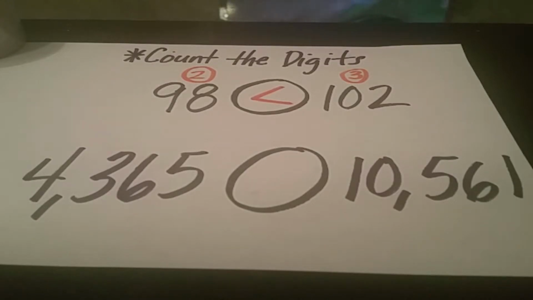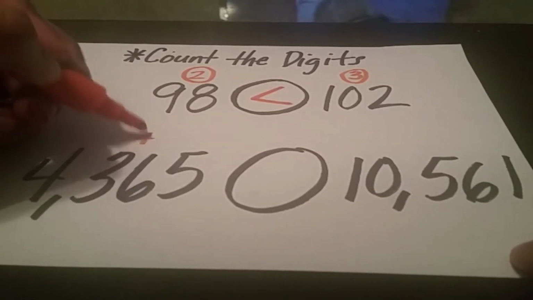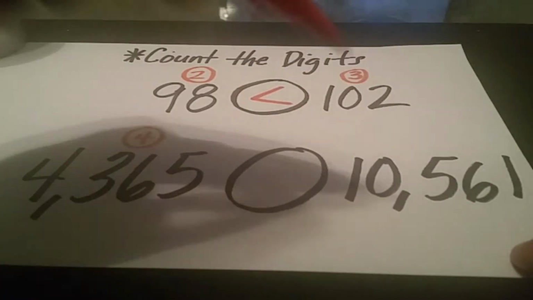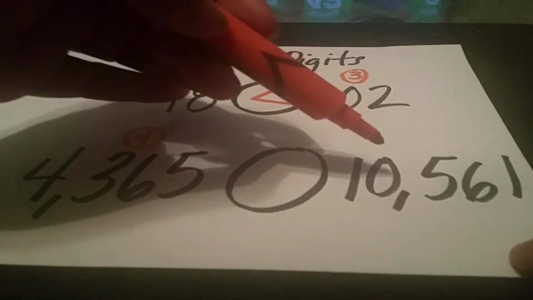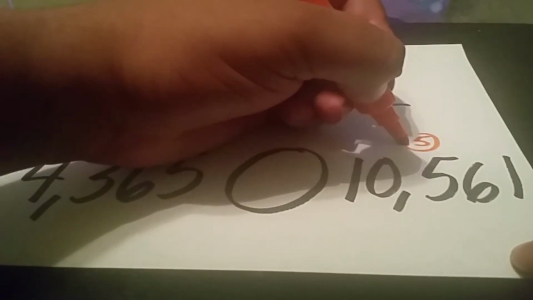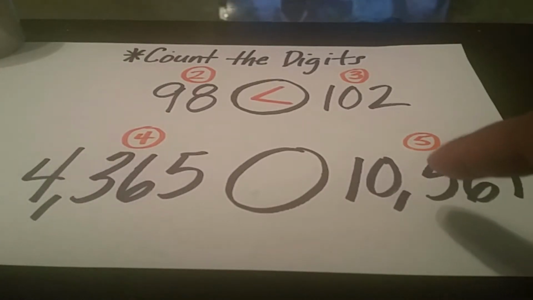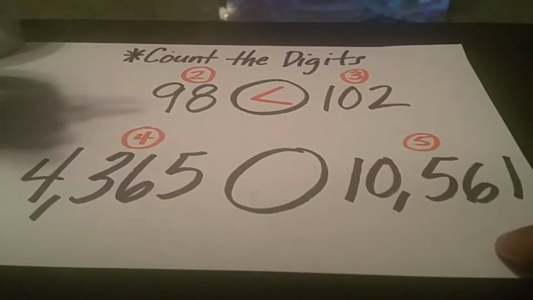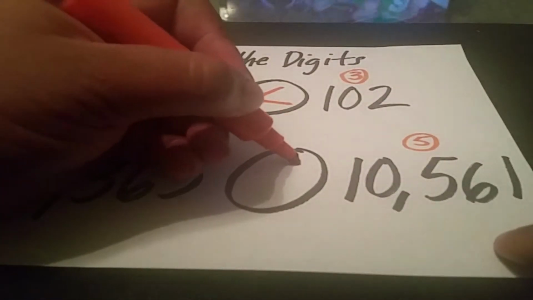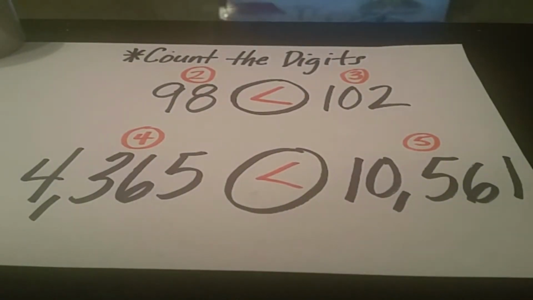Let's try with some larger numbers. You do the same thing. Count your digits. 1, 2, 3, 4. Then you would come to this side and do the same thing. 1, 2, 3, 4, 5. And now you know that 5 is larger than 4, so we know that 10,561 is larger than 4,365. So we would simply put our sign there. That's one way to do it. It's pretty simple, pretty easy, allows kids to make quick decisions and keep moving on.